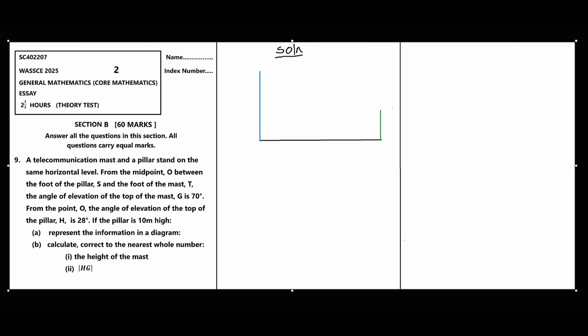Again, the mast as well as the pillar will always meet the level ground at an angle of 90 degrees. So there's our 90 degrees angle. So we are done with the first statement.